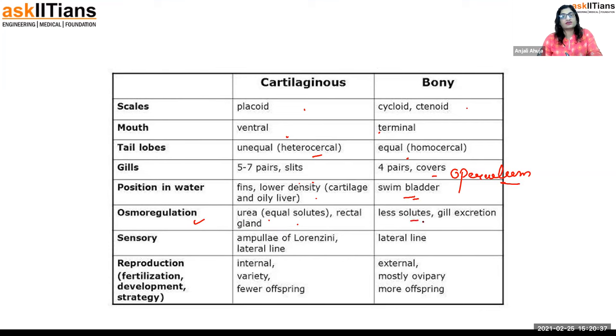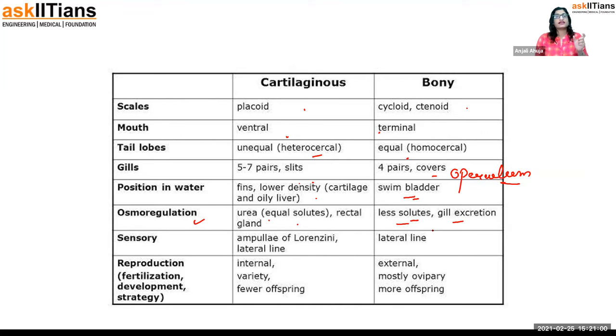They are having the less solute, means gill secretion is there. Less solute means they do not release urea. They mainly secrete ammonia and other soluble nitrogenous waste. Actually, every organism needs to release excretory waste. We call it the nitrogenous waste. In our case, we secrete urea. We are ureotelic. But in other organisms, they are releasing ammonia, uric acid.